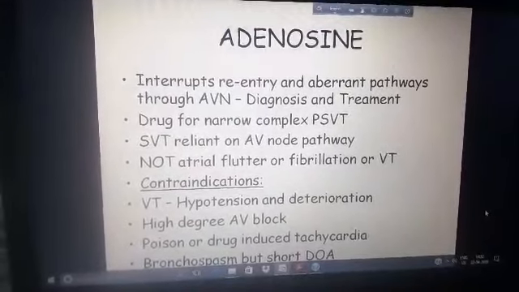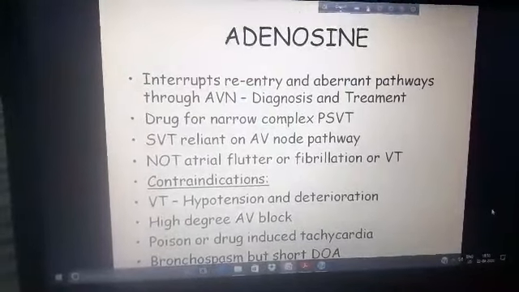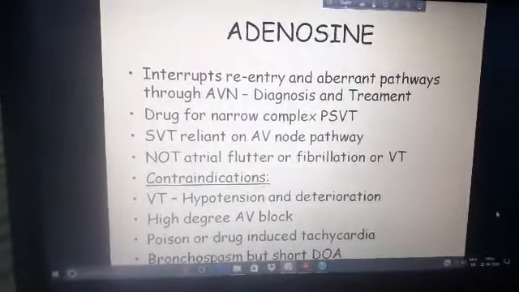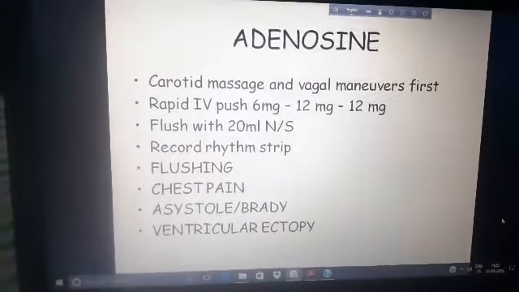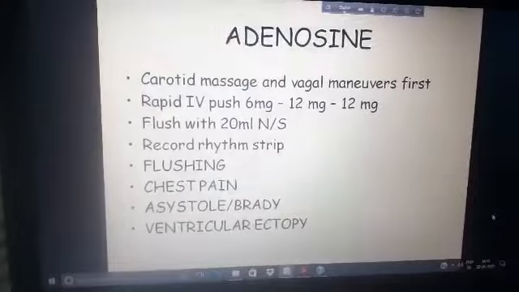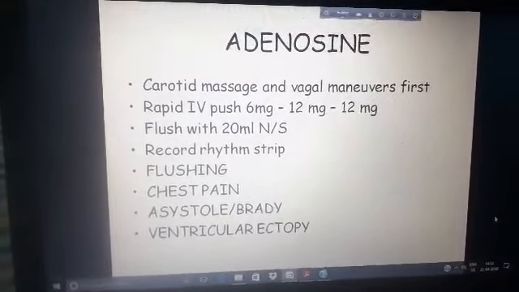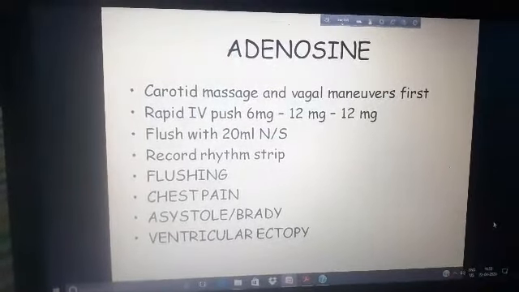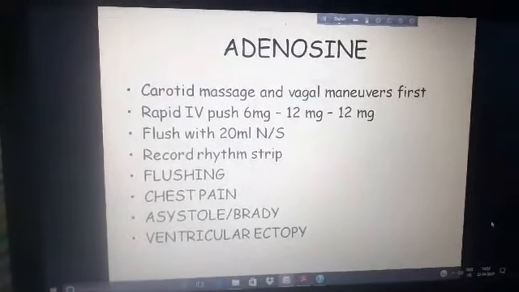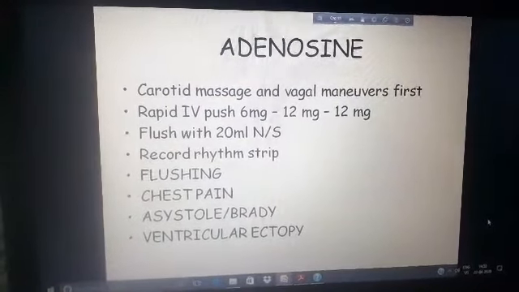Adenosine also constricts the bronchus, so in asthmatic patients it is avoided, and bronchospasm is an adverse effect. But remember the unique property of adenosine. Adenosine is a very short acting drug, and that's why it needs to reach the heart very rapidly soon after injection. So it is given as a rapid IV push, 6 milligram, 12 milligram, 12 milligram, three doses tried, to see whether it is going back to sinus rhythm.